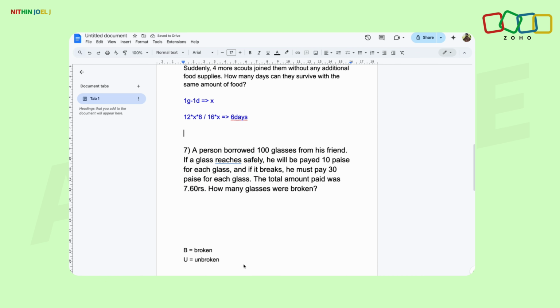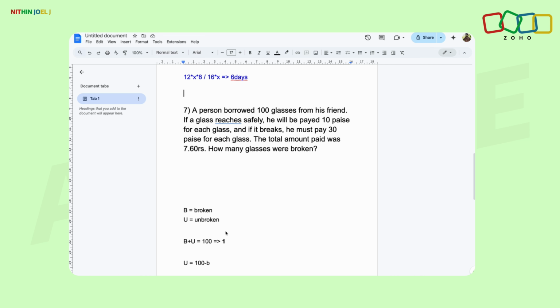So the 7th question. A person borrowed 100 glasses from his friend. If a glass reaches safely, he will be paid 10 paise for each glass, and if it breaks, he must pay 30 paise for each glass. The total amount paid was 7 rupees 60 paise. How many glasses were broken?